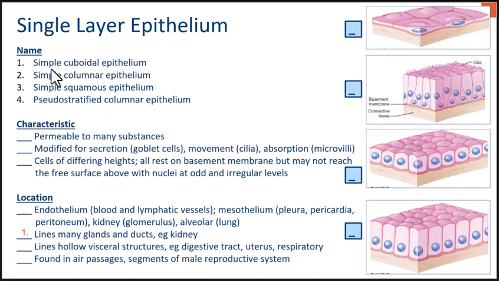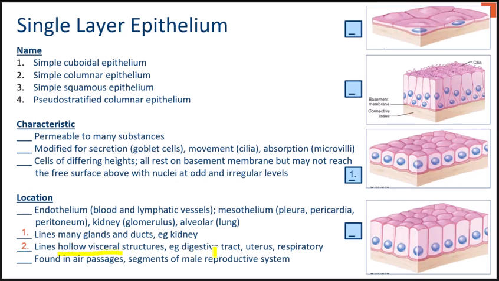This type of tissue is most commonly found lining glands in the body. Glands secrete substances, and ducts release substances. A common location of simple cuboidal epithelial tissue is in the kidney. And how that would look is like this: a single layer because it's simple, and then cuboidal because of the shape.